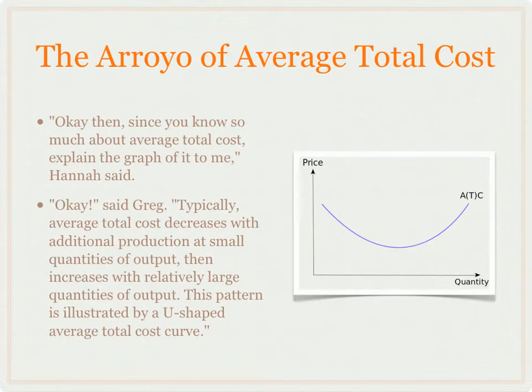Okay then, since you know so much about average total cost, explain the graph to me, Hannah said. Okay, said Greg. Typically, average total cost decreases with additional production at small quantities of output, then increases with relatively large quantities of output. This pattern is illustrated by a U-shaped average total cost curve.